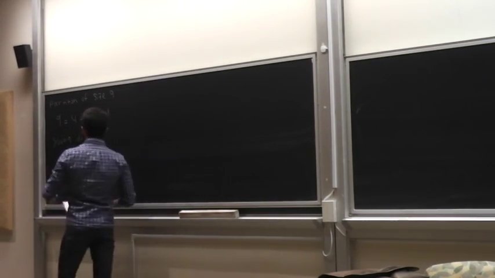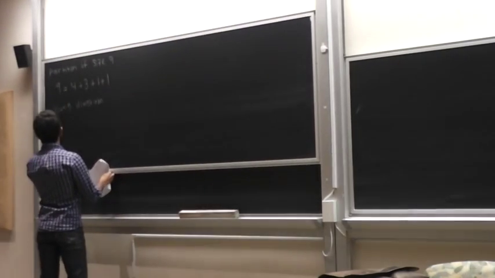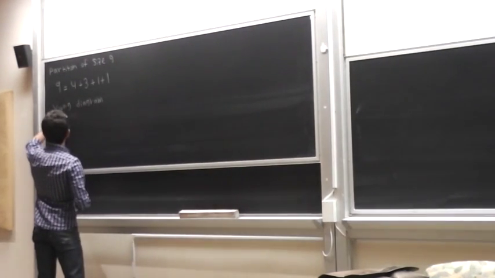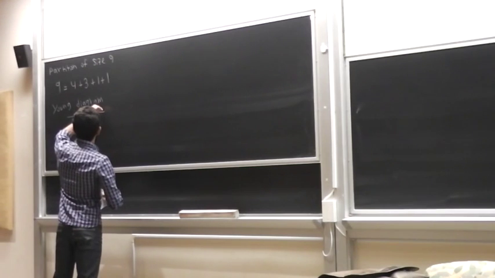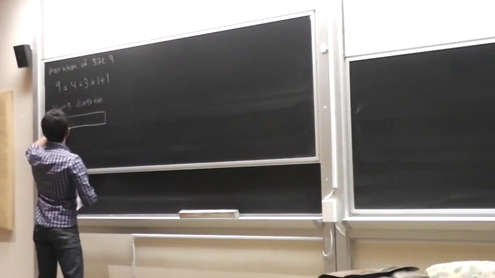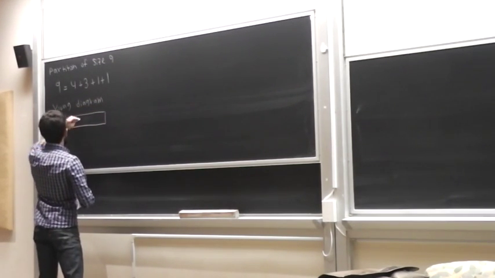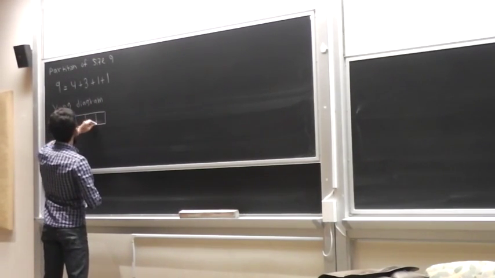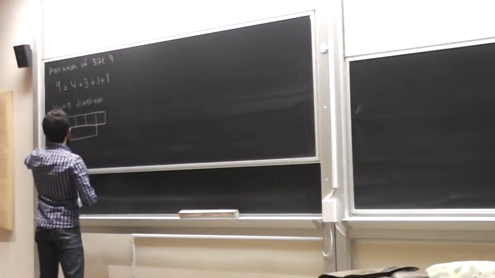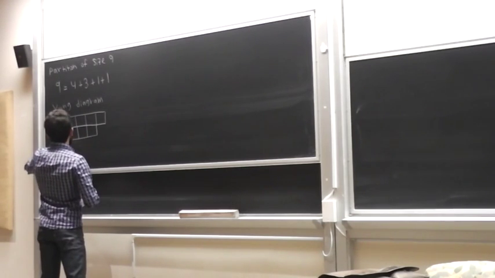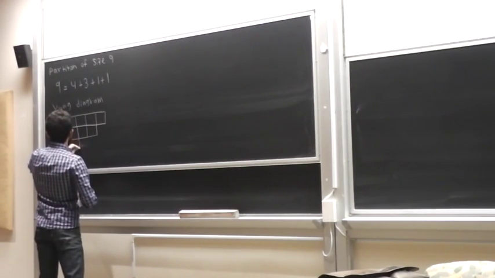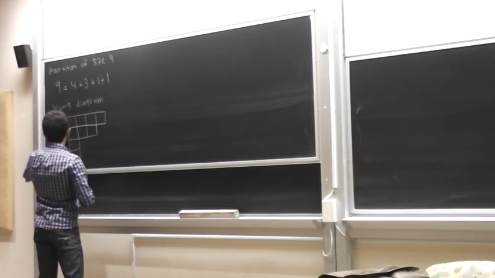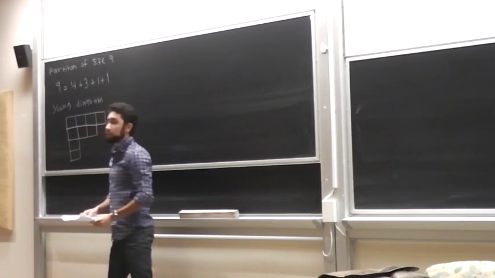So the Young diagram for this would have a first row with 4 boxes. Then the next row will have 3 boxes. And then you have 2 rows with 1 box. So that would be the Young diagram for that partition.